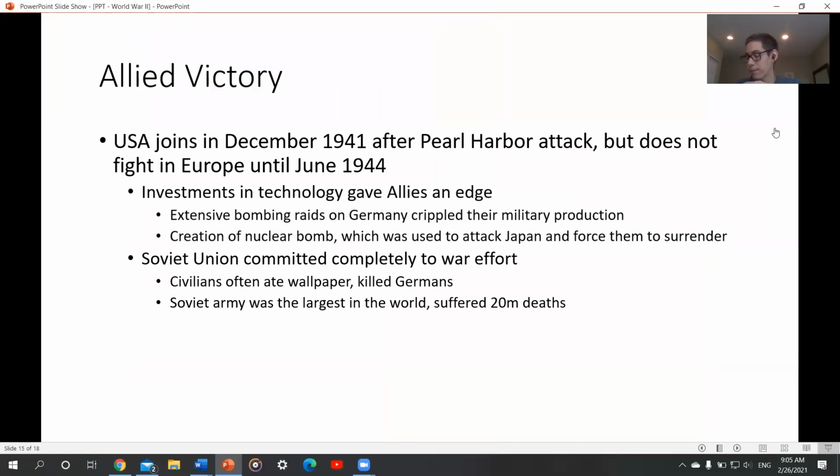The Allies, US, England, Soviet Union, France as well, the Allies finally win the war in 1945 after the US joins. The US joins in December 1941 after Pearl Harbor. A naval base in Hawaii is bombed by Japan. But even though the US officially declares war on Germany in December 1941, and they fight some wars in North Africa and Italy, the US does not actually send troops to Western Europe until June of 1944 for something called D-Day.